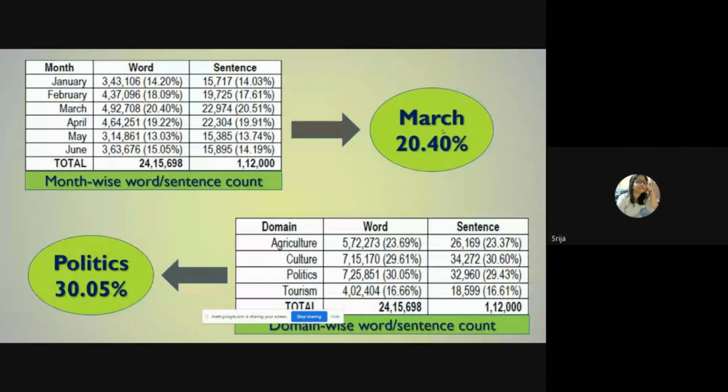Okay, so the next is month-wise word and sentence count. Here we can see that March has the highest data count. By data count, I mean the word count, not the sentence count. And the months of January and May have the lowest. So again, we had predefined a fixed word count for each month, which was approximately 8,000 words.